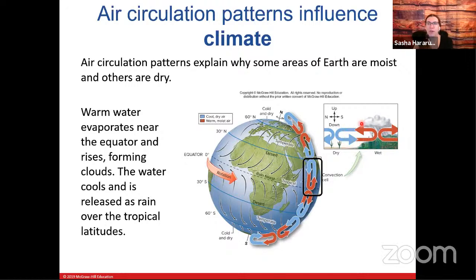Okay, so the air that travels to 30 degrees latitude north and south is dry and cooler. Most of the deserts occur at around 30 degrees north and 30 degrees south, because there's not enough moisture to support lush vegetation here, but all the moisture is basically left in the tropical regions.